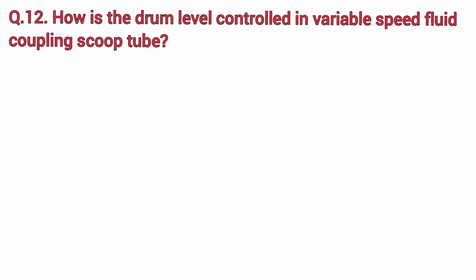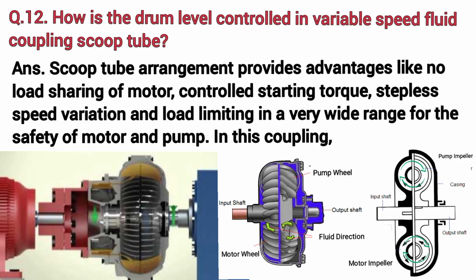How is the drum level controlled in a variable speed fluid coupling scoop tube? The scoop tube arrangement provides advantages like no load sharing of the motor, controlled starting torque, stepless speed variation and load limiting in a very wide range for the safety of the motor and pump.